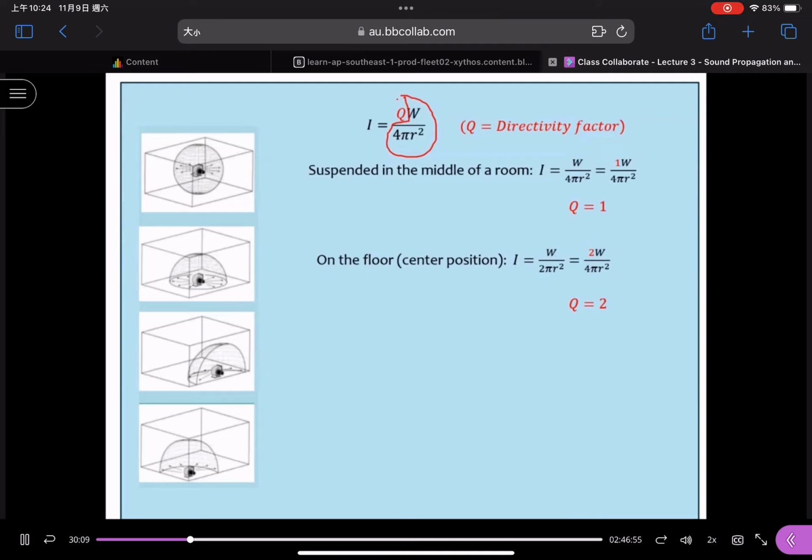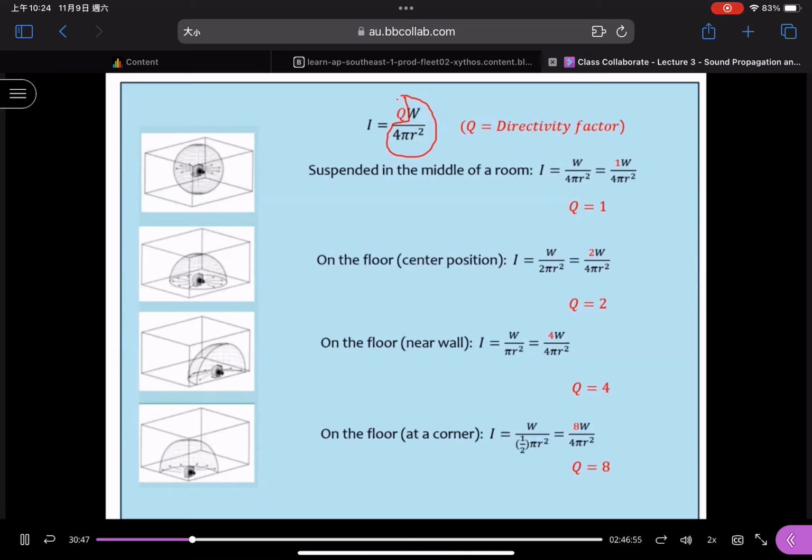Now, when we put an acoustic source near a wall, any one of the walls inside the room, the surface area in this case becomes pi r square, and Q must be equal to 4. And the last one, when we put it near a corner, Q must be equal to 8. So we have 4 simple cases: in the middle of the room, center position on the floor, near the wall, and at the corner.